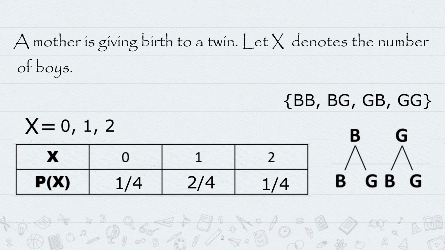Tignan natin kung nagsasatisfied siya doon sa property. Kailangan daw ang probability ng bawat values ng random variable ay less than 1 or from 0 to 1. 1/4, 2/4, 1/4. Okay, nagsatisfied siya. Sa unang property and other property is dapat ang sum ng lahat ng probability na ito ay 1. So, i-add natin, 4 over 4 is equal to 1. So, ibig sabihin, tama yung na-construct natin na probability distribution.